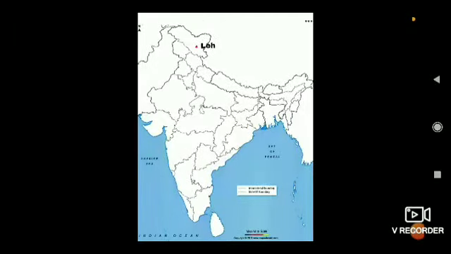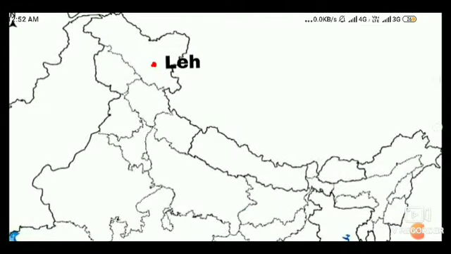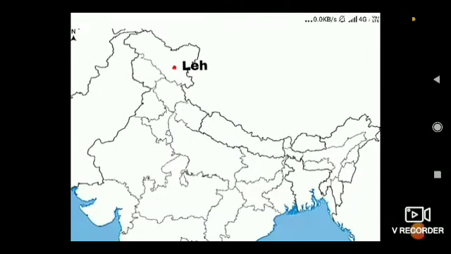Next, Leh. Okay, so this state Jammu Kashmir has been divided into two as Jammu and Kashmir and Ladakh. So while writing Leh, you can write Ladakh. So just to identify, okay, Ladakh is one more union territory. Here we are marking the capital. So you need to write Ladakh there and then write Leh near the capital.